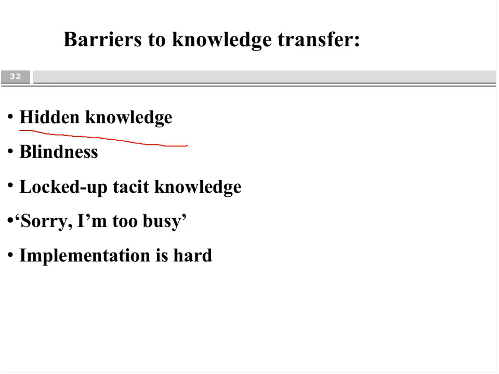Another part is blindness. You have a problem with the system. You have a sales reduction. Your sales dropped, and you are looking for a reason for that. But you don't know, because you look at the sales data and you have a lot of information, but your problem is that you cannot define the problem.